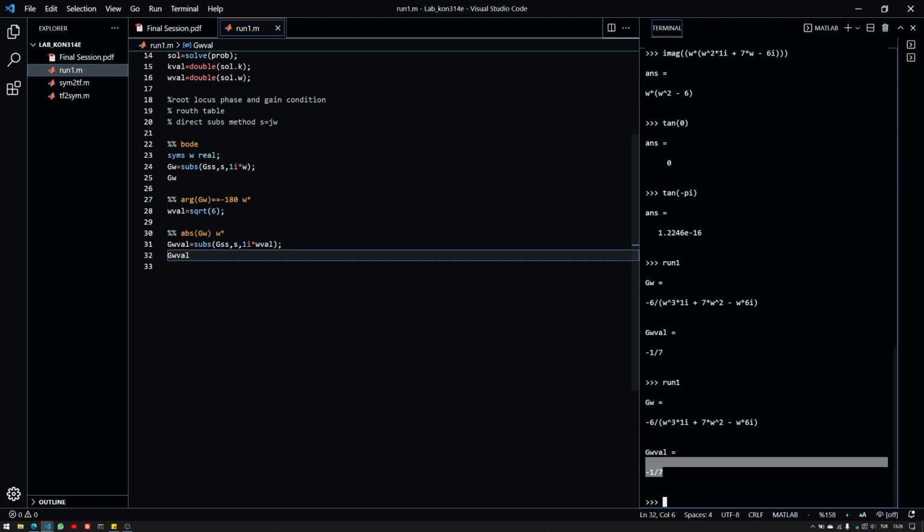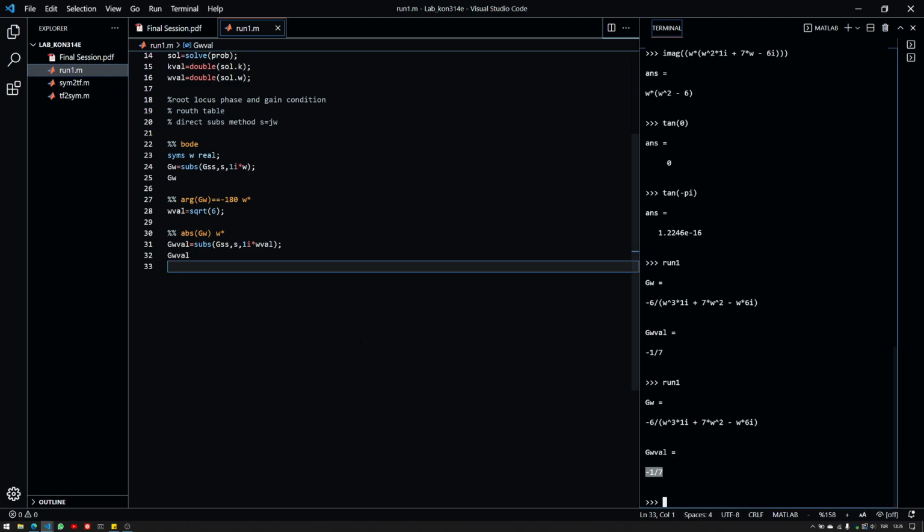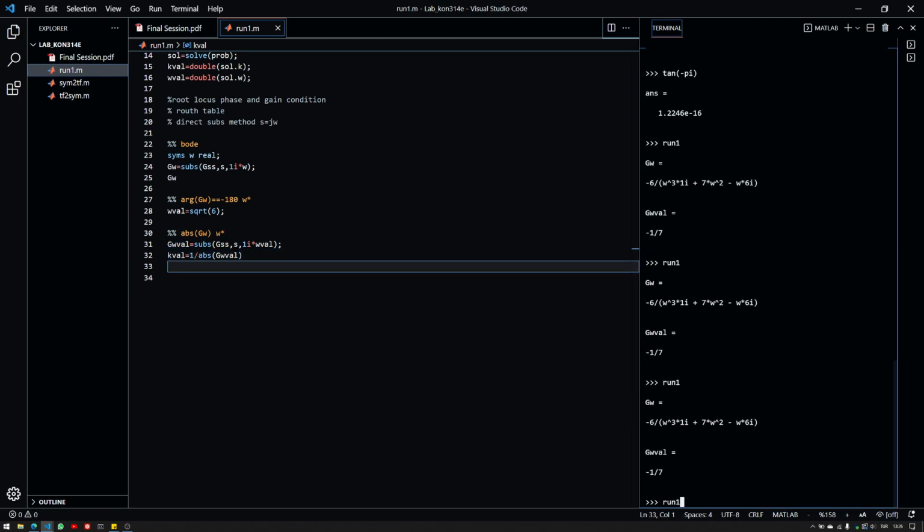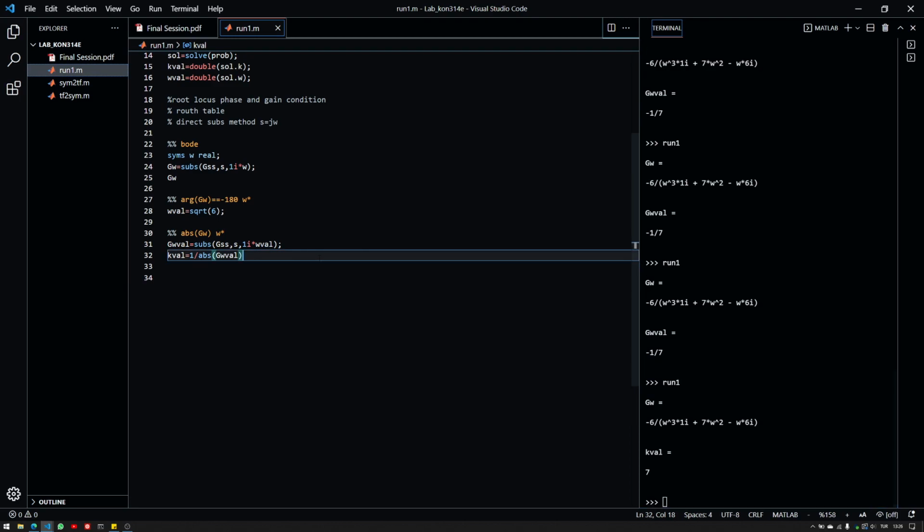Now you can see that we have minus 1 divided by 7. Now we will take the inverse of this and take the absolute. So k val should be equal to 1 divided by the absolute value of this. As you can see, k val is equal to 7. So it is possible to use frequency domain methods even though you don't have any Bode plot. And you can see that plugging in omega directly into the transfer function gives us the necessary data that gives us the stability bound here.